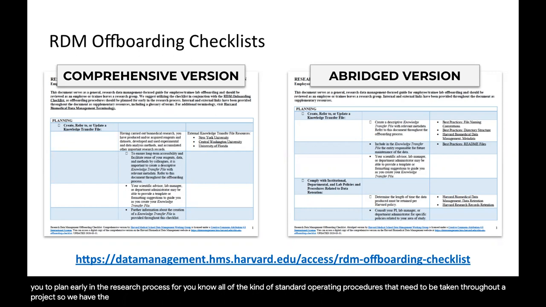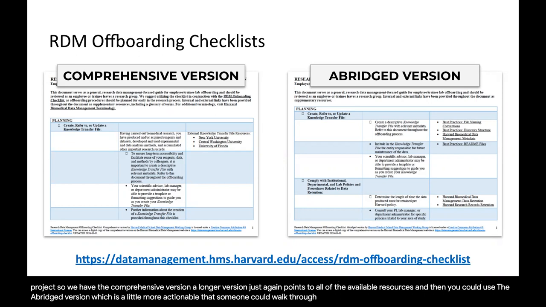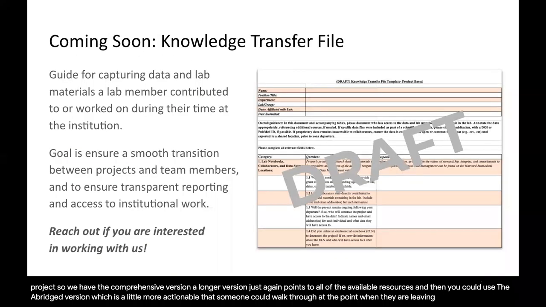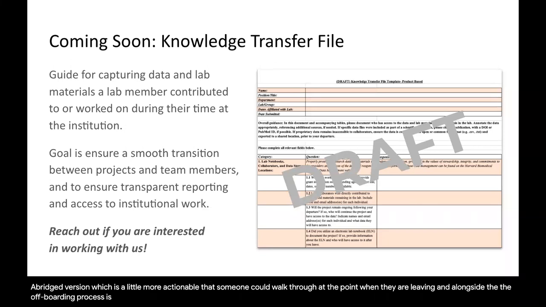So we have the comprehensive version, a longer version, just again points to all of the available resources. And then you could use the abridged version, which is a little more actionable, that someone could walk through at the point when they are leaving. And alongside the offboarding process is capturing all of the work that you contributed to during your time at Harvard.